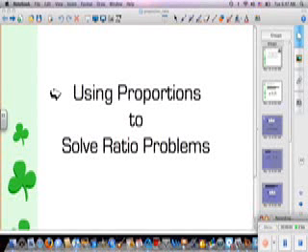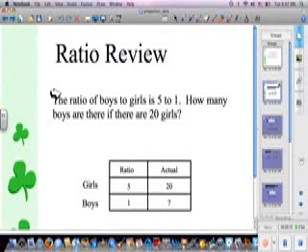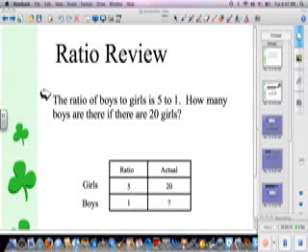All right, today we're going to use proportions to solve ratio problems, and this one is going to be easy because it's all review, we hope. All right, so remember for ratio review, we were given word problems. So here's an example of one of those word problems.